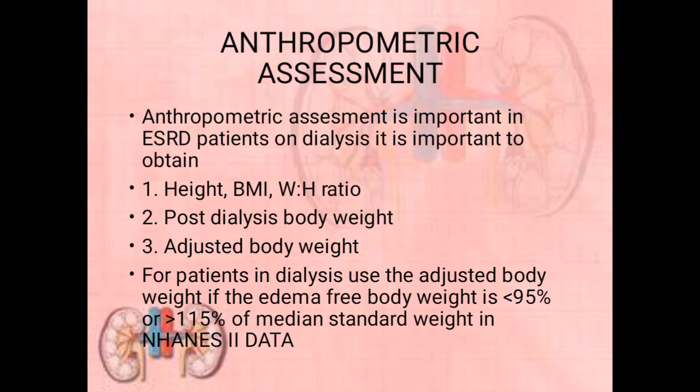Adjusted body weight. So this is the weight that we get after having some calibrations on the weight. For patients on dialysis, use adjusted body weight if the edema-free body weight is less than 95 or greater than 115% of the median standard weight in NHANES 2 data. We'll talk about this NHANES 2 data at another time, but this is the data that we use to adjust the body weight. Also see if the edema-free body weight is standard in relation to the height of the patient.